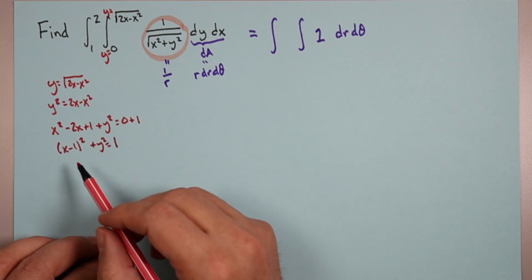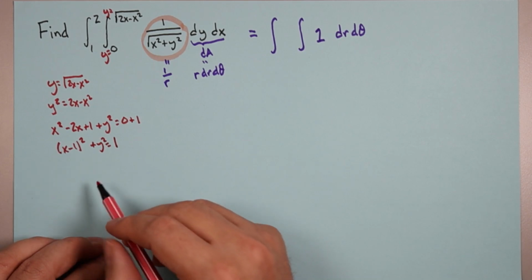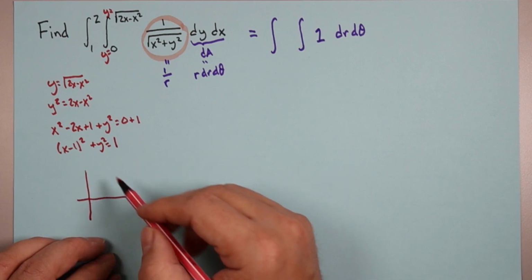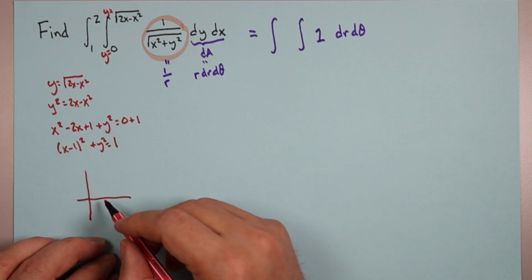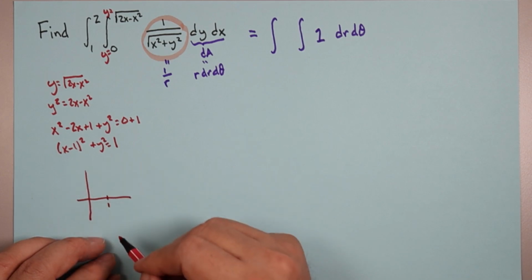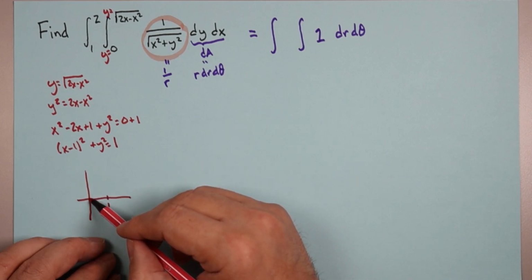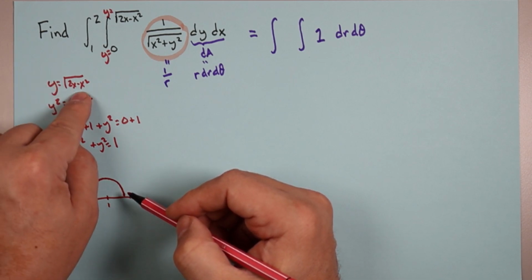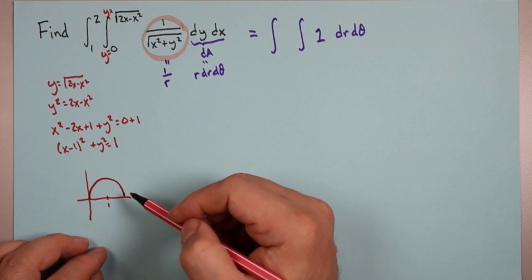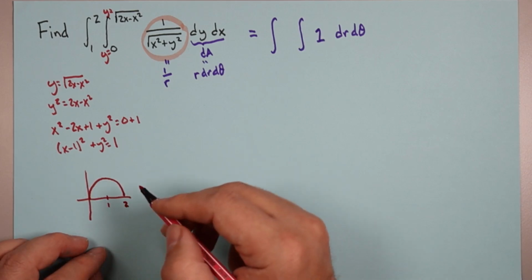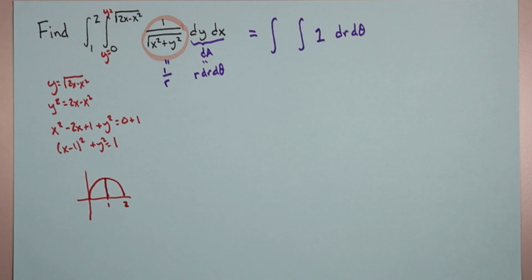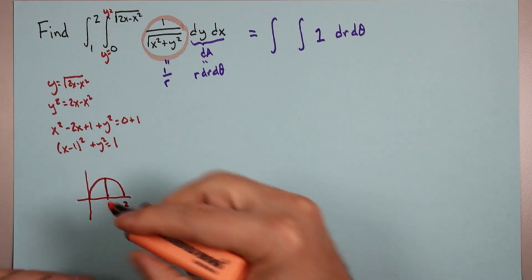And we recognize, we know what this is. This looks like a circle, where we've moved the center to 1, and it has radius 1. Now because we're taking y equals square root of 2x minus x squared, it's the top half of the circle. And notice we're only interested in x between 1 and 2, which means the region we are interested in working with is this region here.